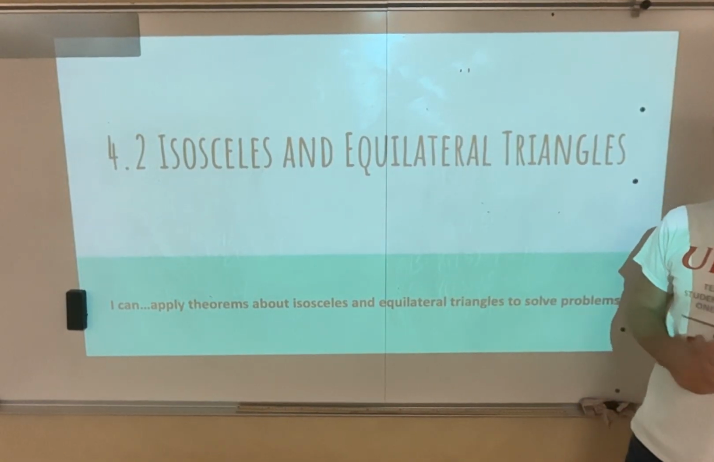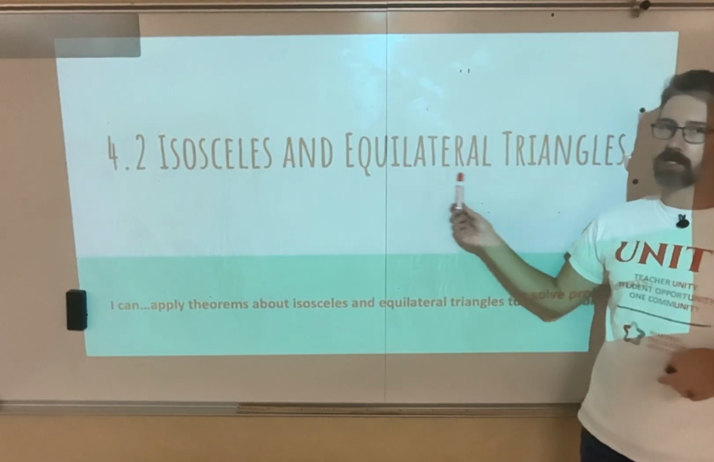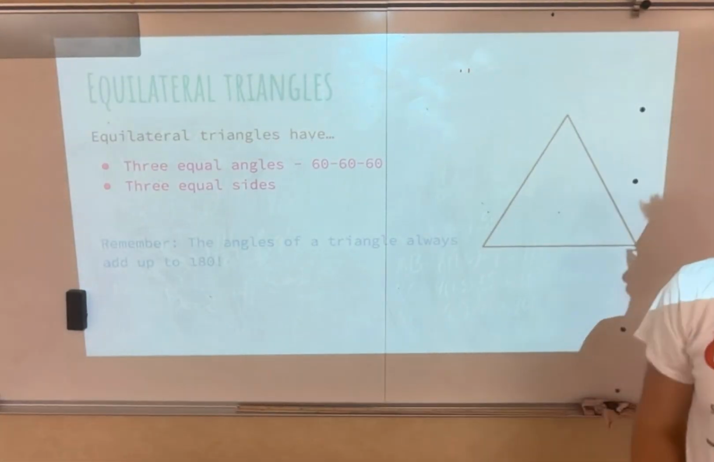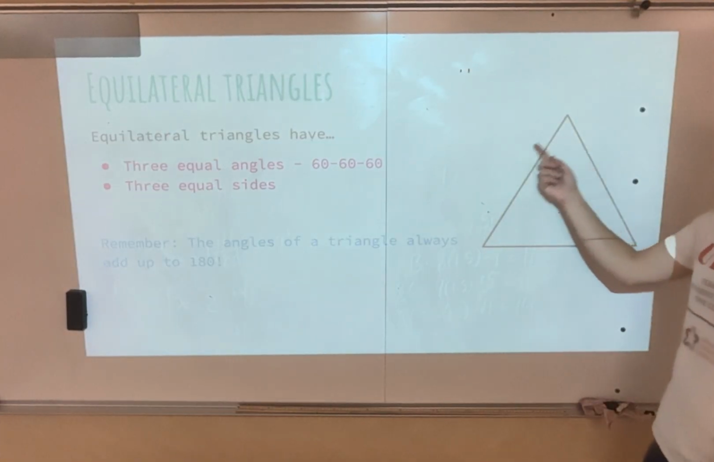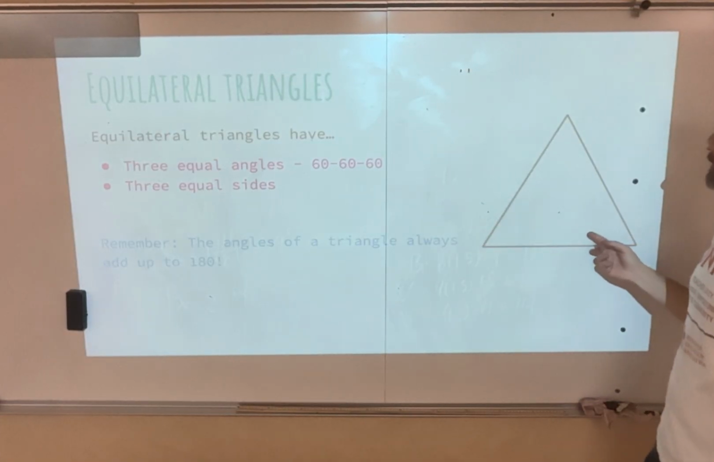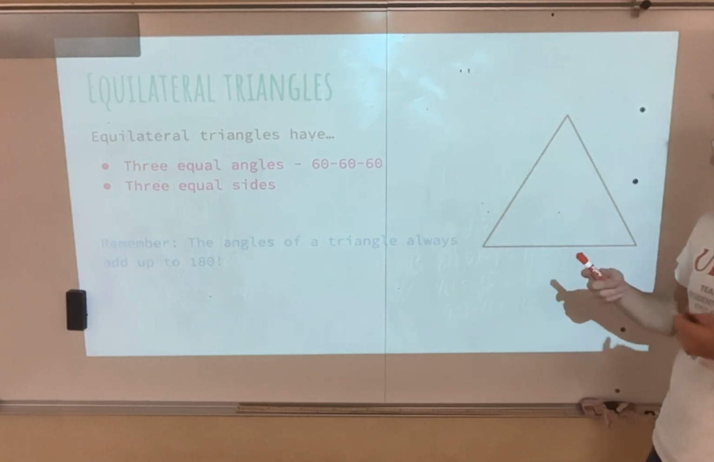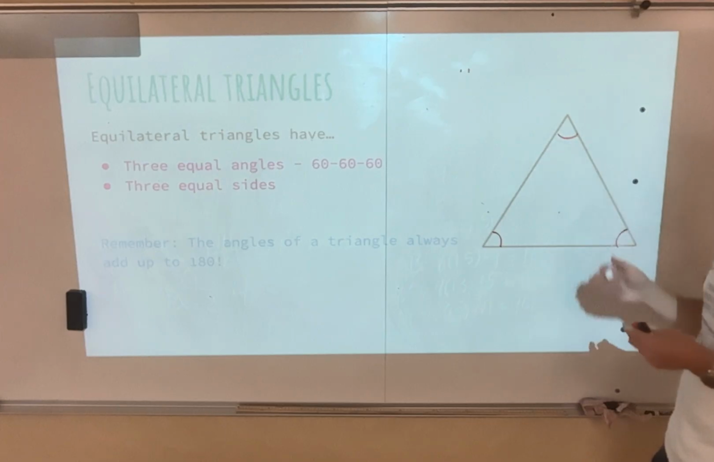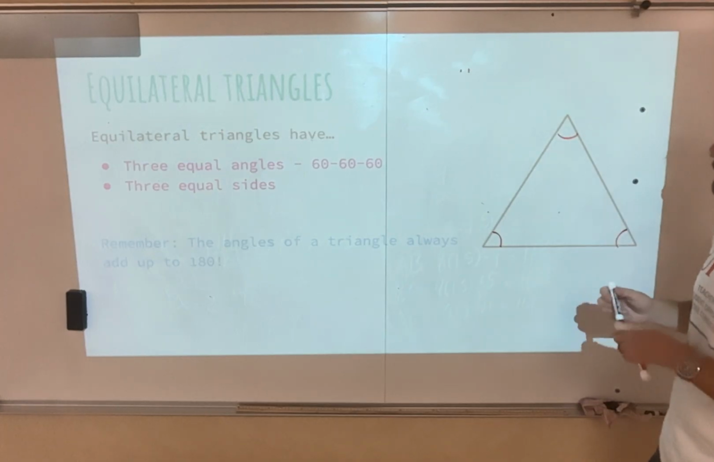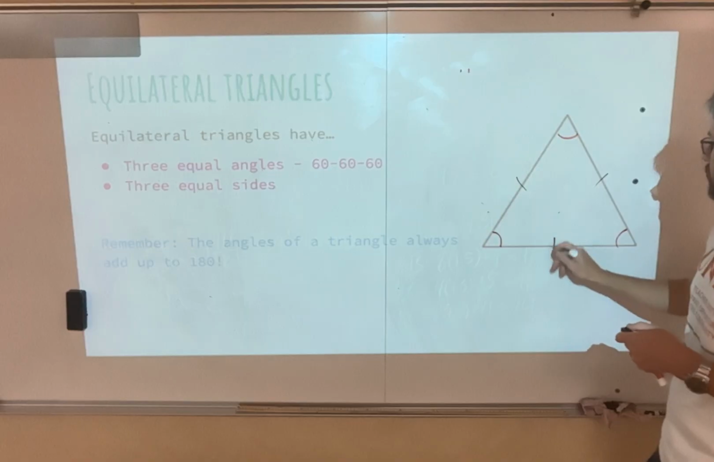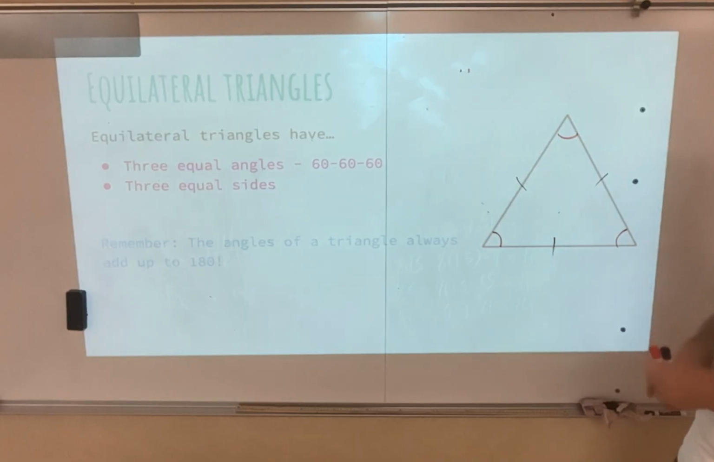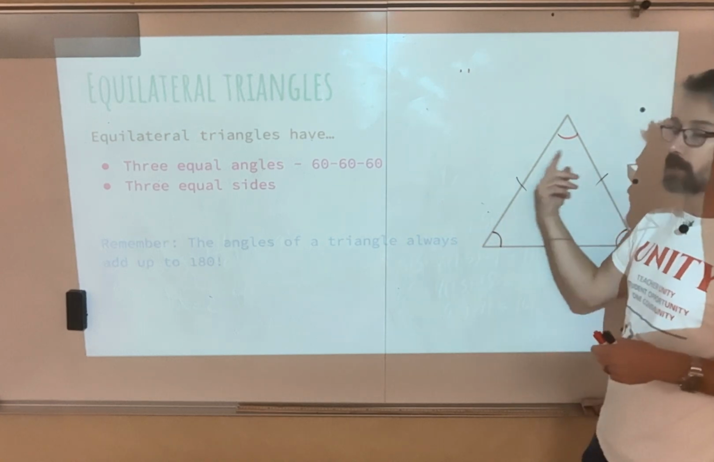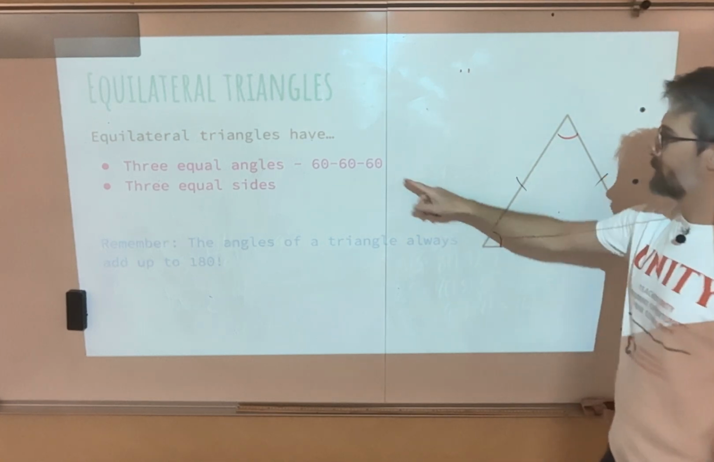4-2 isosceles and equilateral triangles. In this video, we're going to talk about equilateral triangles. So what makes an equilateral triangle an equilateral triangle? All three angles are the same, right? If there's 180 degrees in a triangle and I divide that by 3, I get 60. So all three are congruent, meaning they're all 60. Also, all three sides are congruent to one another. They're all equal side lengths, right? Reminder, the degrees always add up to 180, so if they're all equal, all three of them, 180 divided by 3 is 60.